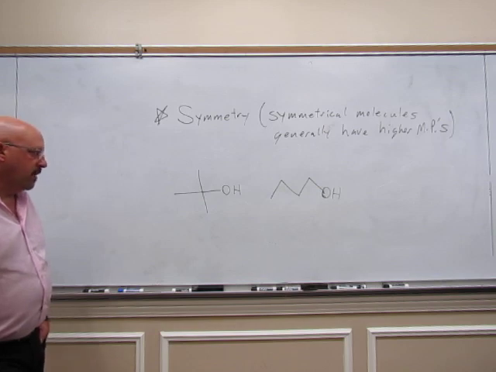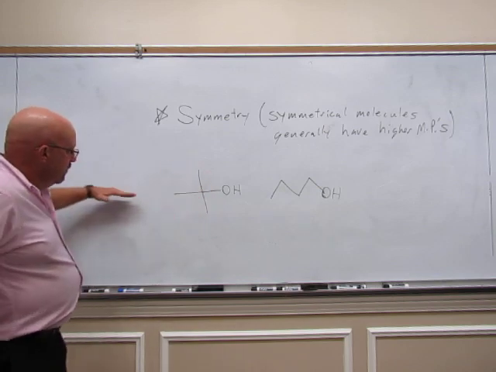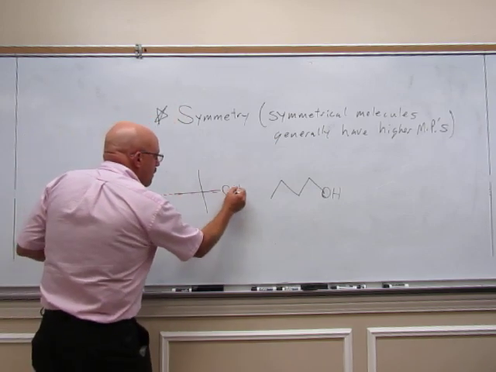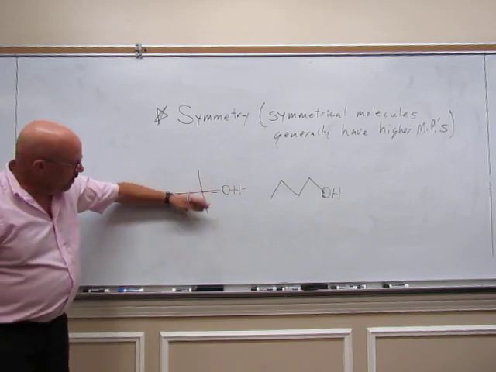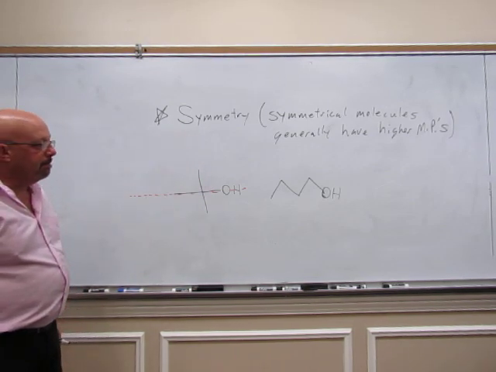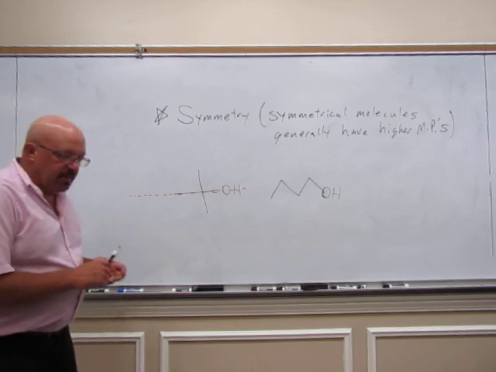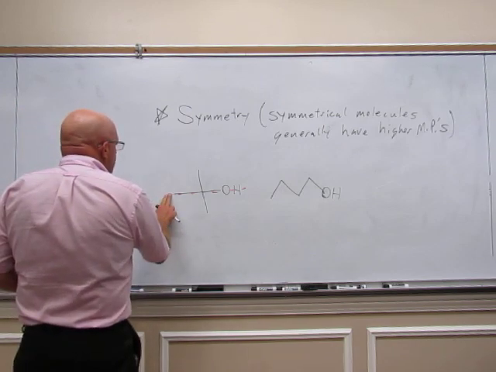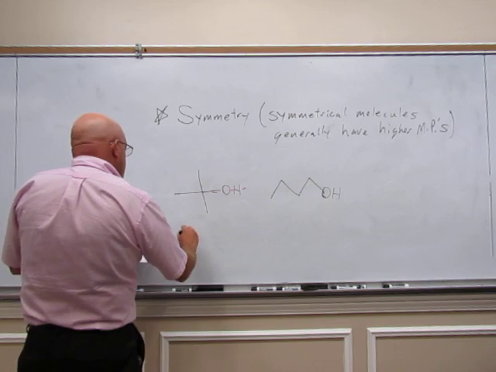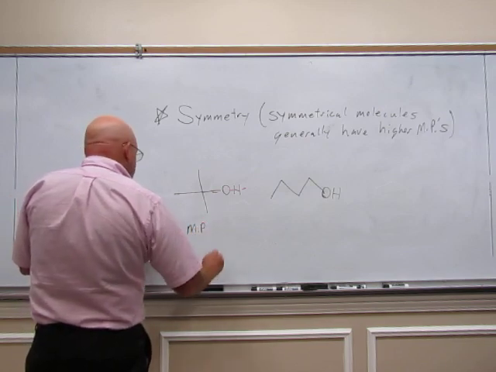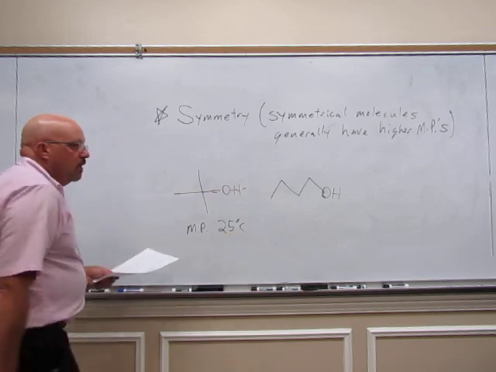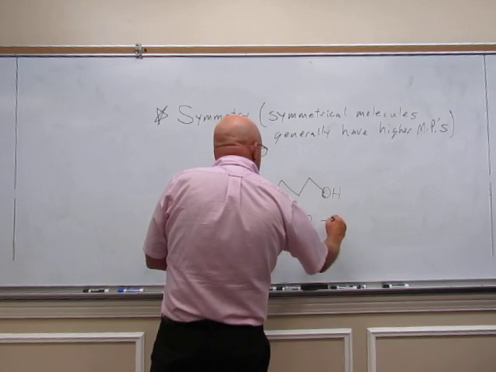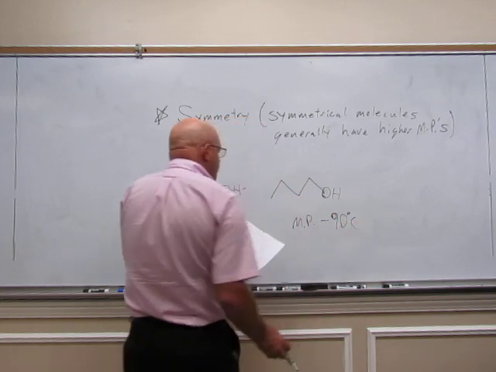But one of them has symmetry. This one is symmetrical. You can see there is symmetry through here. The bottom is just a mirror image of the top. That symmetry within the molecule gives us a higher melting point. This alcohol here, melting point is 25 degrees Celsius. The other alcohol, melting point is minus 90 degrees Celsius.